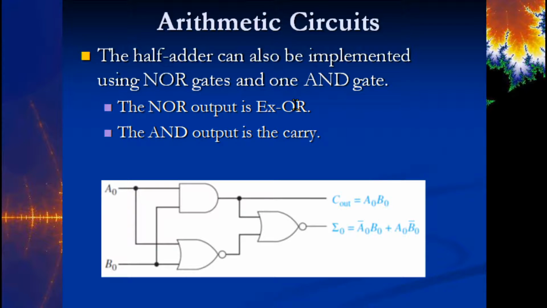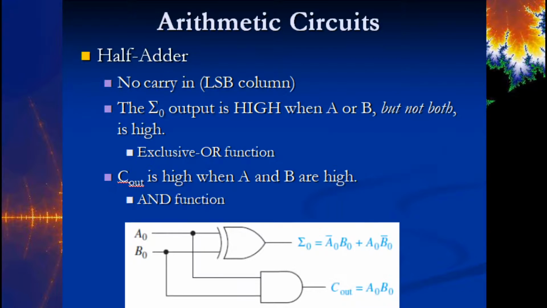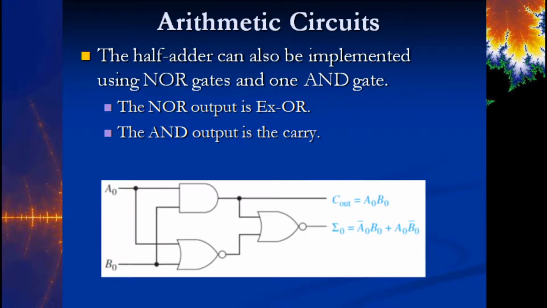It says the half adder can also be implemented using NOR gates and one AND gate. So either way, if you have this one or this one, they will accomplish the same thing, okay?